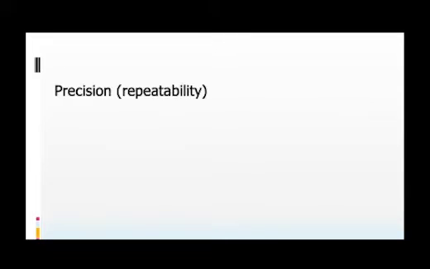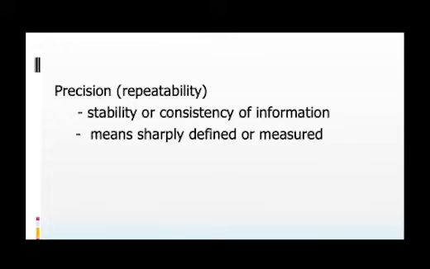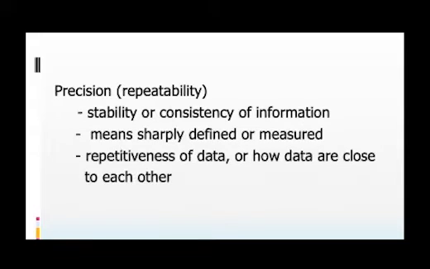Now, precision means repeatability. That's stability or consistency of the information. You always get consistent information, so the data that you get is precise. And it means sharply defined or measured. There is repetitiveness of data and how data are close to each other.